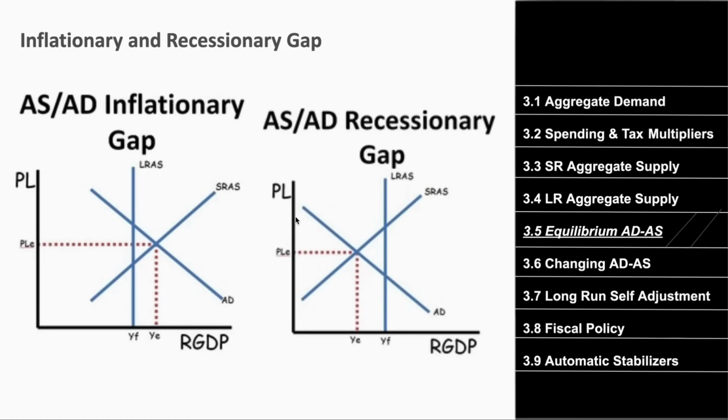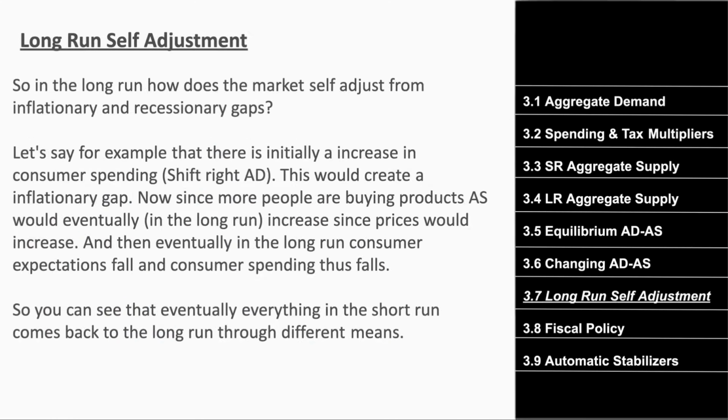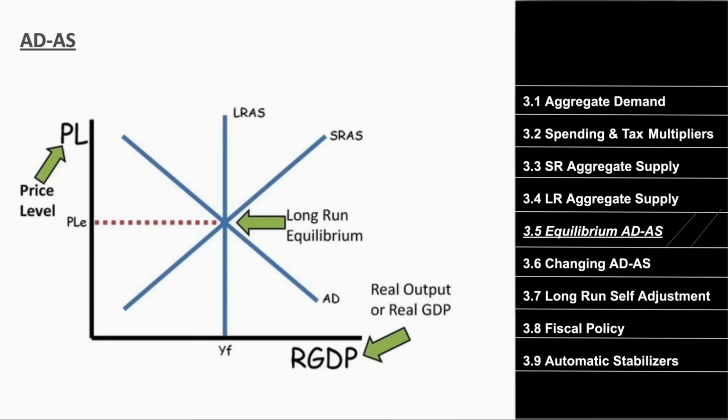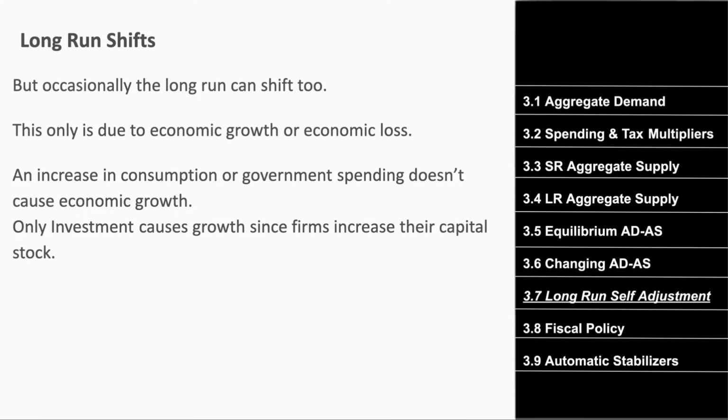So in the 1930s and 40s, under Franklin Delano Roosevelt and a lot of other countries around the world, we started experimenting with the government getting involved to reduce inflationary or recessionary gaps. The way we do this is with fiscal policy. Fiscal policy is basically the government's way of speeding up that long-run self-adjustment. It's basically their way of getting the economy back to the ideal situation in a faster amount of time.